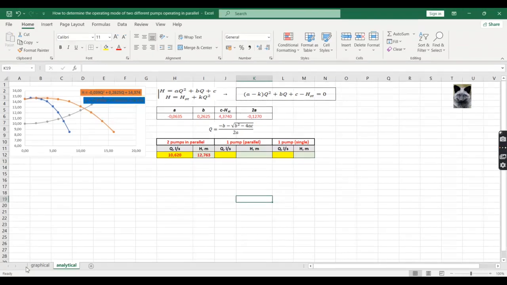In case of identical pumps operating together, the flow rate of each one is determined by dividing the total system flow rate by the number of pumps. In this case, we have two pumps operating together, so I need to divide this value by 2. The head of each pump will be equal to the pre-calculated pump system head, so we already know its value.